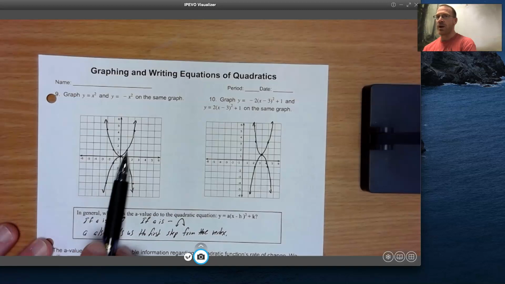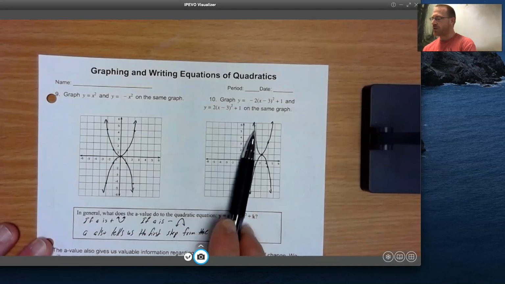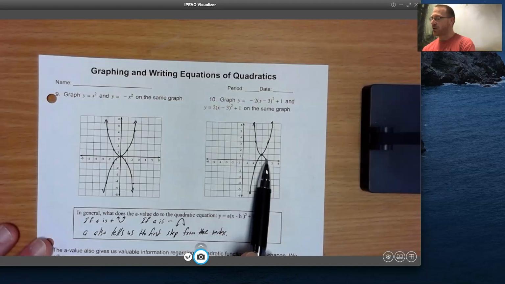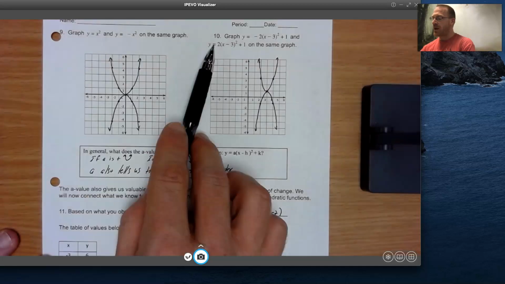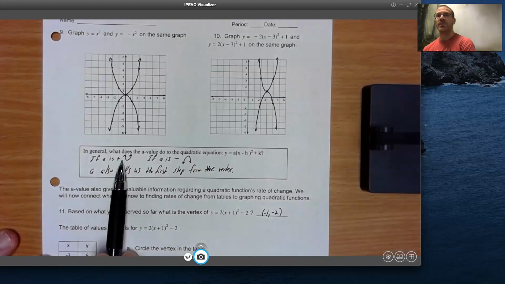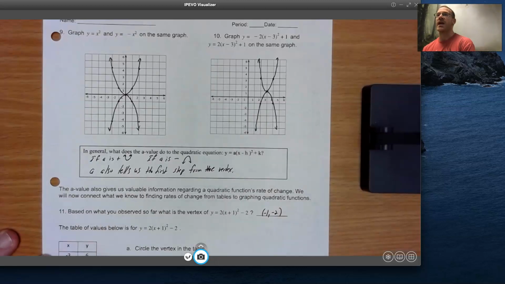When we graph y equals x squared, we get this graph right here. y equals negative x squared gives us this graph right here. y equals 2 times the quantity x minus 3 squared plus 1 gives us this graph. y equals negative 2 times the quantity x minus 3 squared plus 1 gives us that graph. So what does an a value do? Well, if that a value is positive, like on those two functions, we're going to get a U-shaped graph that opens up. If a is negative, we're going to get a U-shaped graph that opens down. Now, the a value is also going to tell us something very important about our rate of change, but that's going to be the next video.